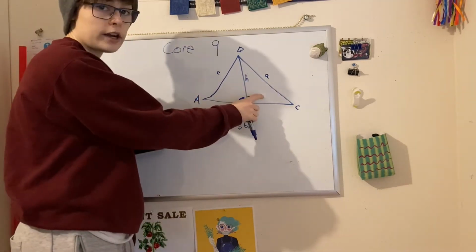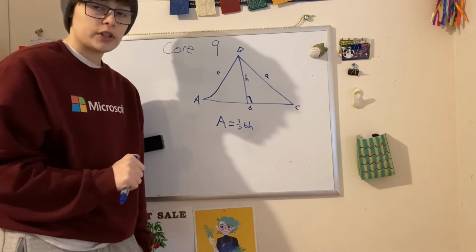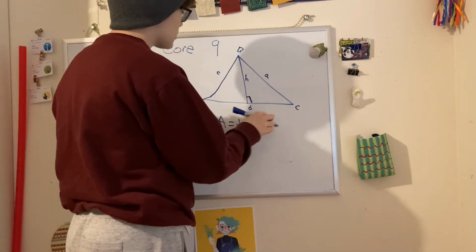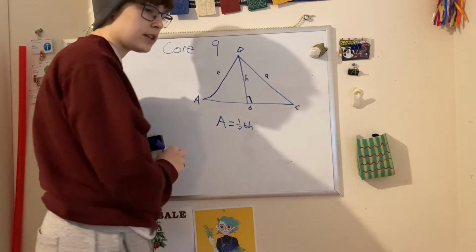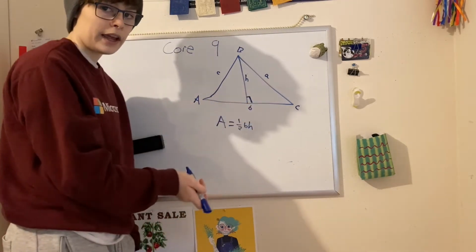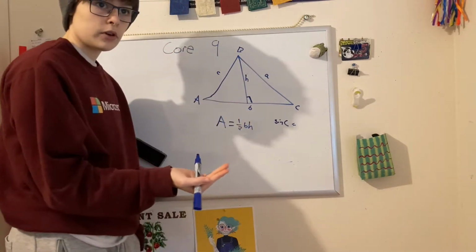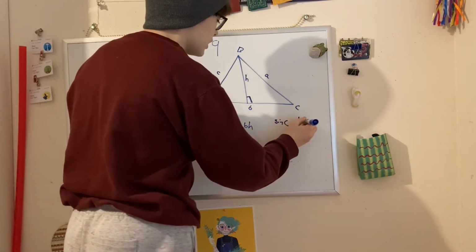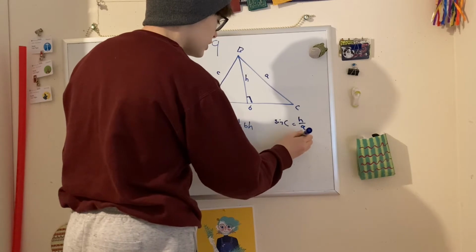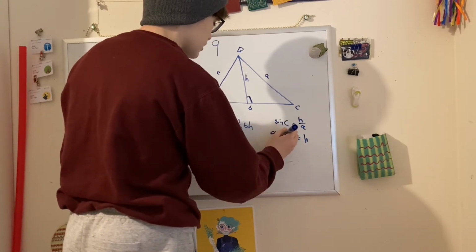So we know that this is a right triangle right here, and so we can use sine. We don't know what this is, because this didn't split the base evenly. And so we're going to use the side a. So sine of angle C is equal to opposite over hypotenuse, SOHCAHTOA, h over a. And so height is equal to side a times sine C.